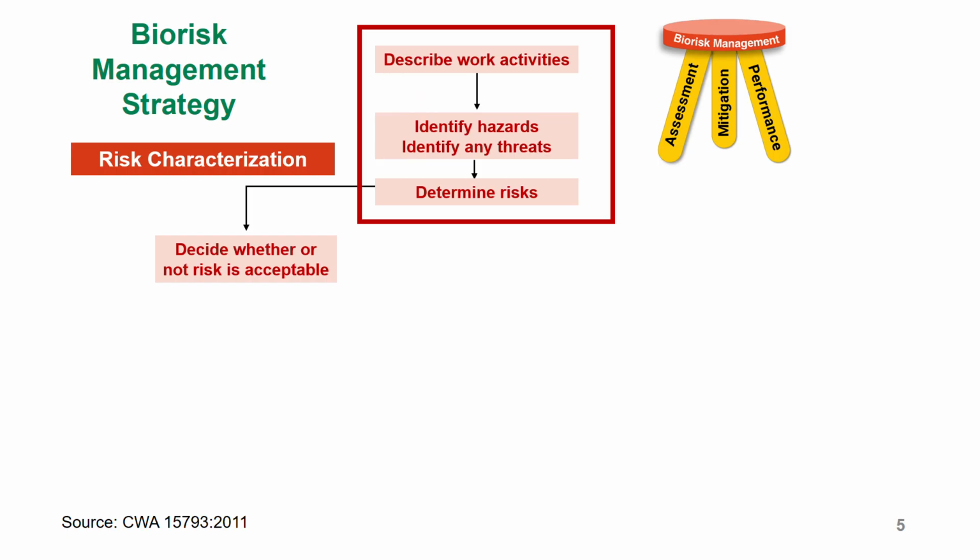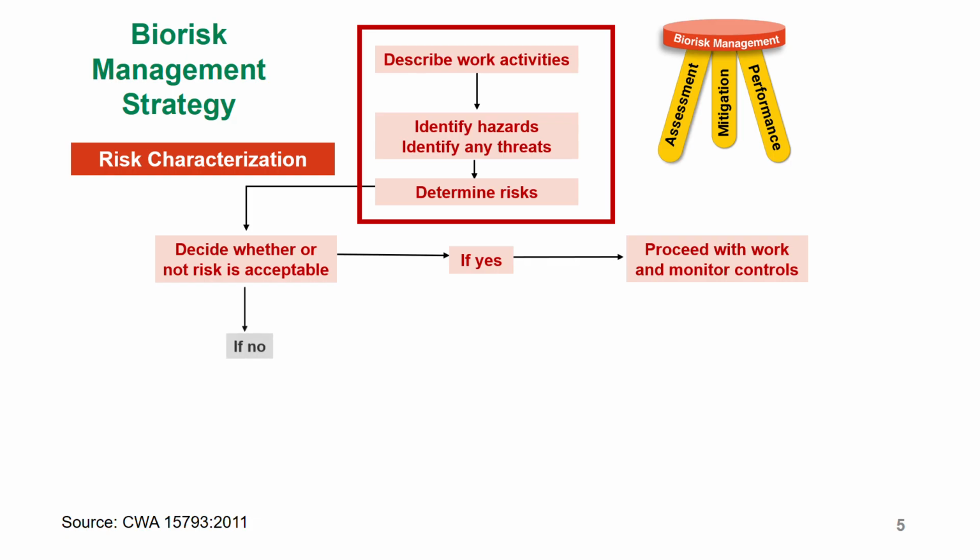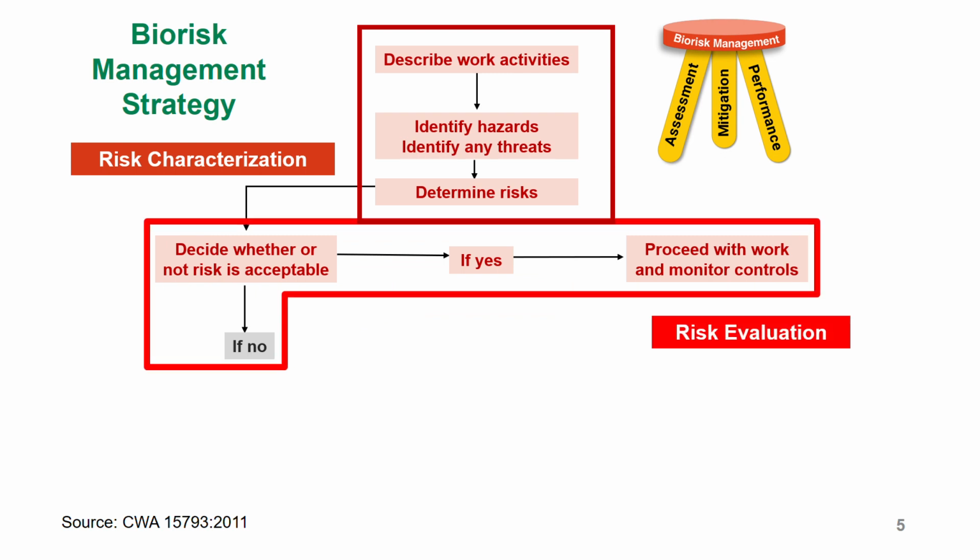After you find that your risks have been determined, you can now decide whether or not the risks that you found are acceptable or unacceptable. If they are acceptable, you proceed with work, but you monitor the control measures that you've already put in place. If not, you do other steps that will follow that I'll highlight. This part, where you're deciding whether or not a risk is acceptable and also determining the level of the risk, is what we are calling your risk evaluation.